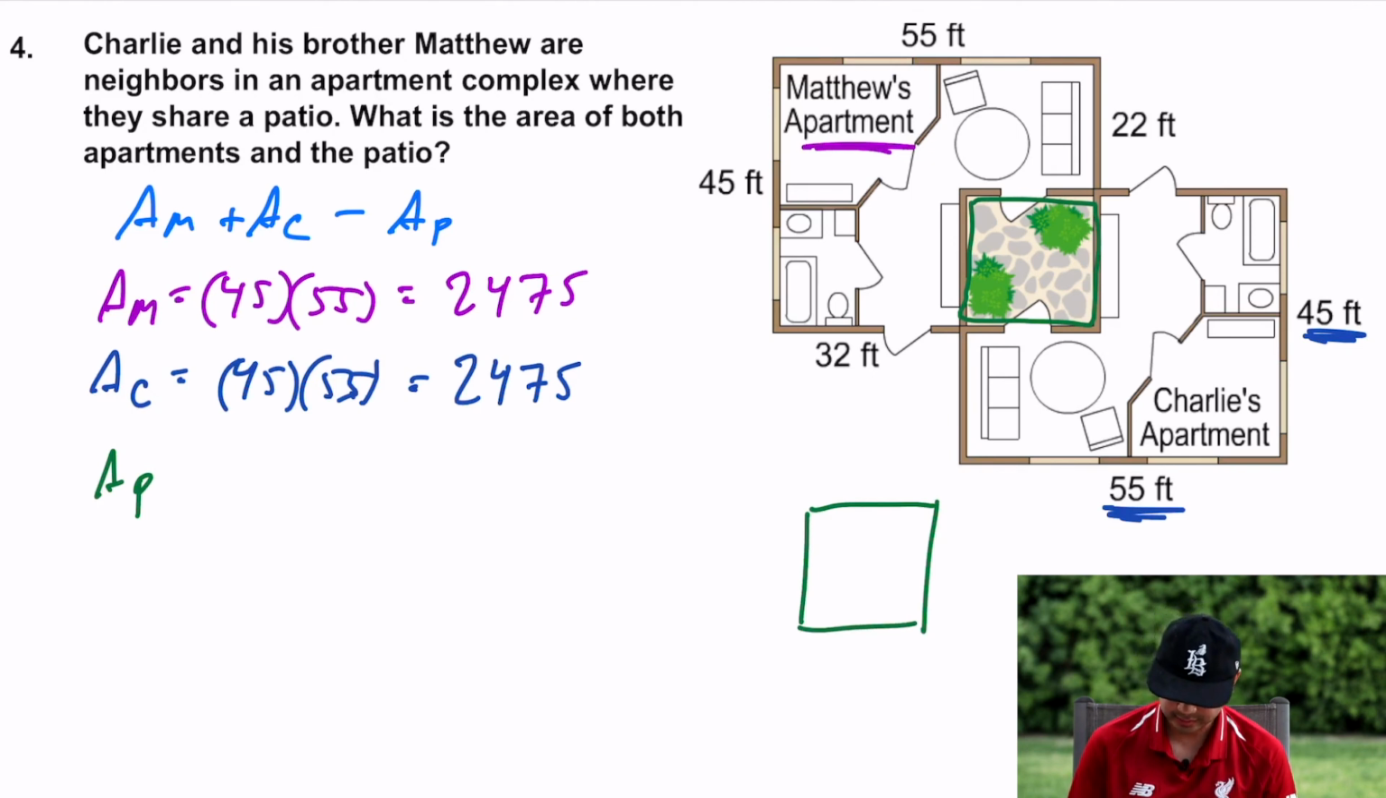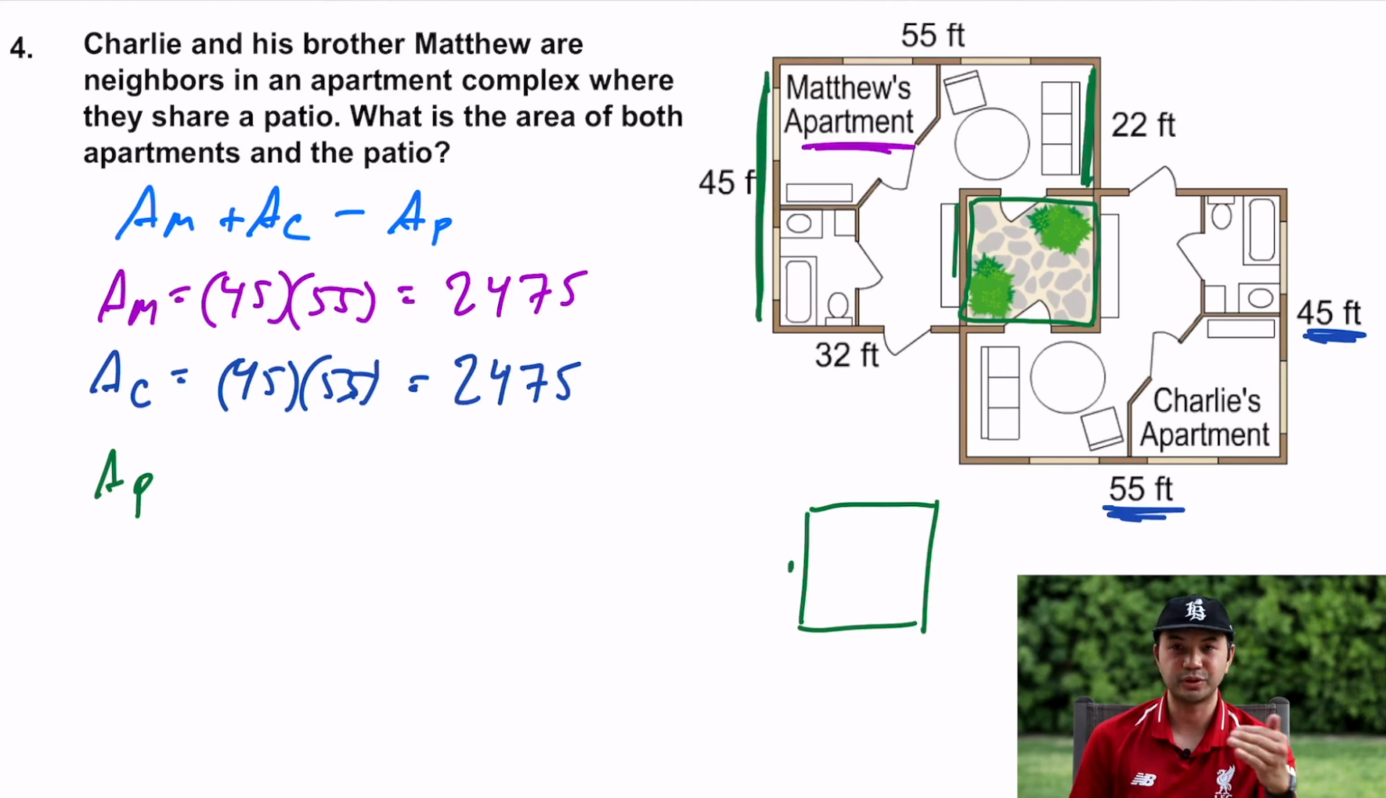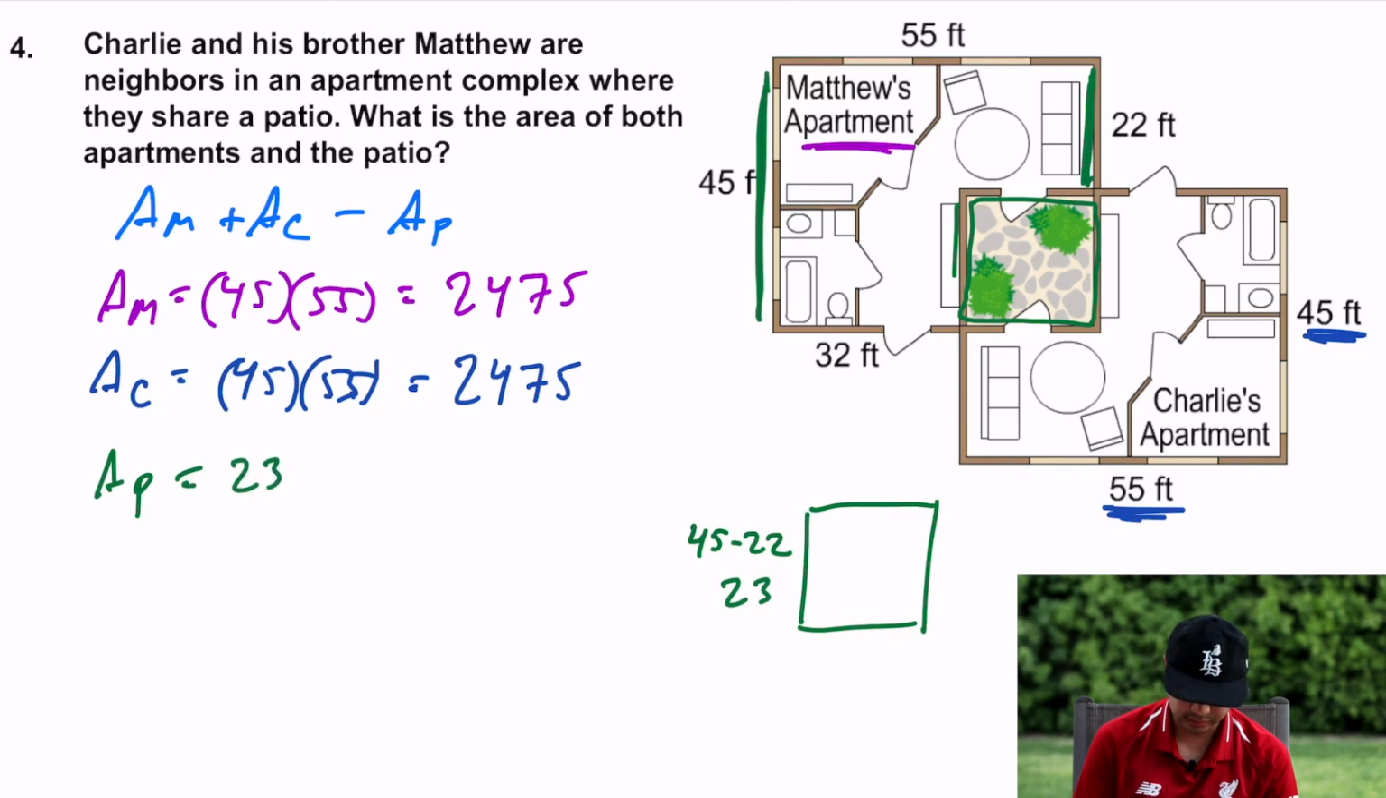Okay, so first let's try to find this part right here, this width. So look at the things parallel to it. Okay, so we know that this is 45 and this is 22. So that means this right here would have to be 22 plus something, plus that, and that would give you 45. Okay, so 45 minus 22, that would be 23.